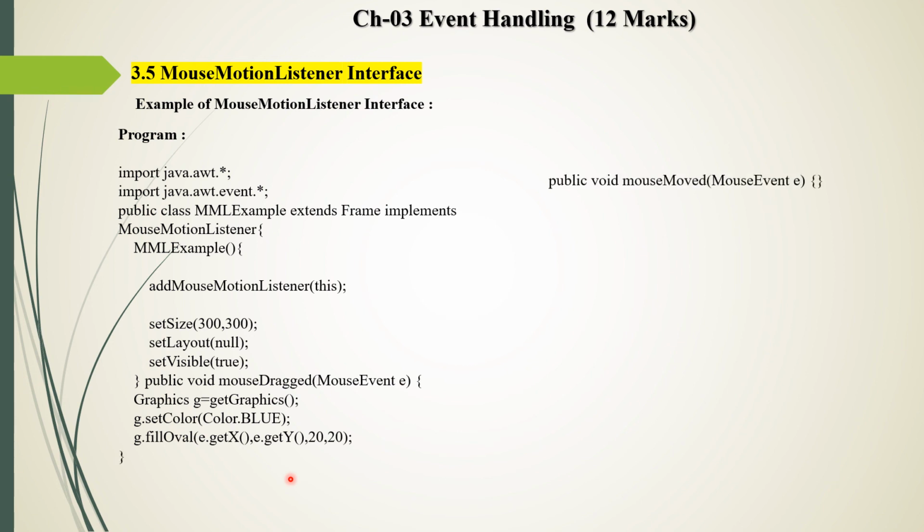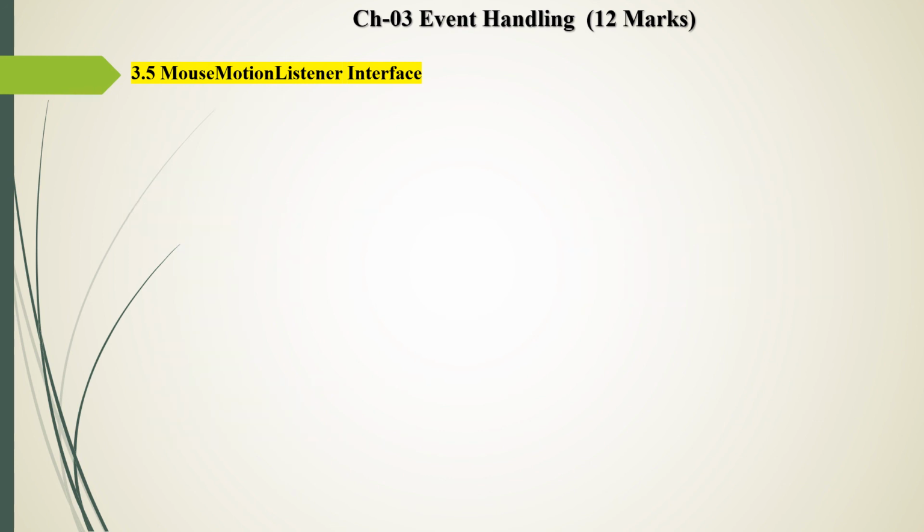Then we define the next method, public void mouseMoved. mouseMoved is a blank method, we only write the method. Then we define the main method, and inside the main method we create one object of our class. So this is a simple program for the MouseMotionListener interface.